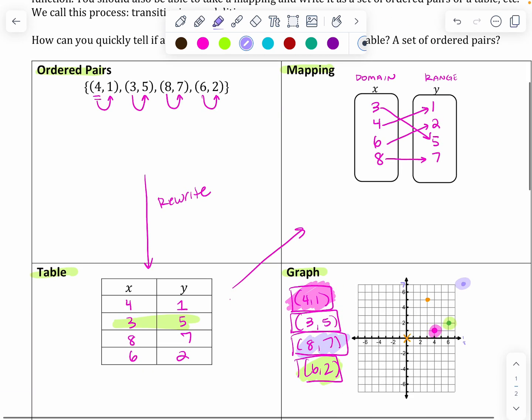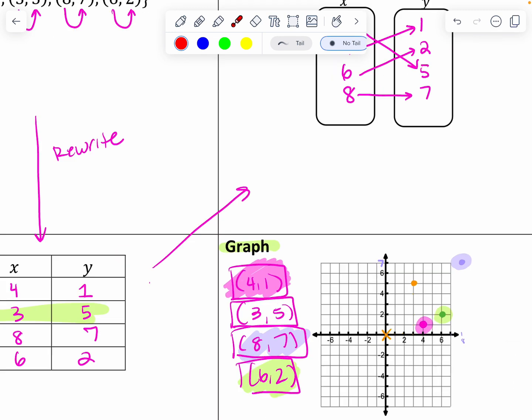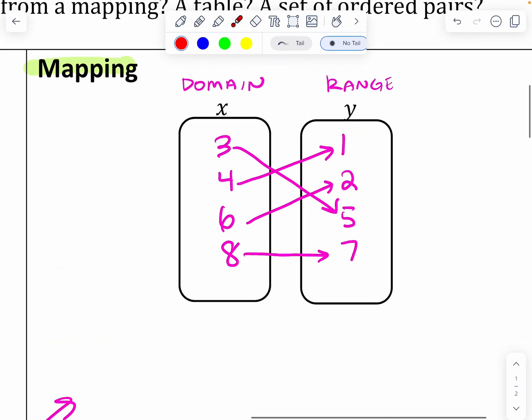You've got 4 options to look at. You have to decide which one you like the best. Maybe you're going to love a picture. I really like mappings for this because you can tell really quickly that this input is only attached to 1 output. That 3 is giving me 5 every time.